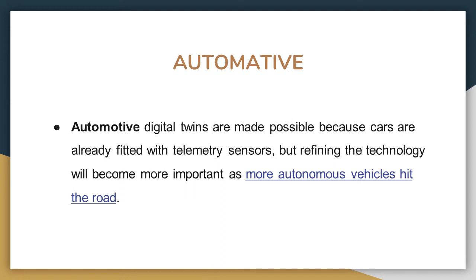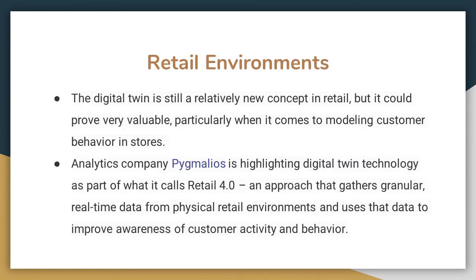Automotive digital twins are made possible because cars are already fitted with telemetry sensors, but refining the technology will become more important as more autonomous vehicles hit the roads in coming days.